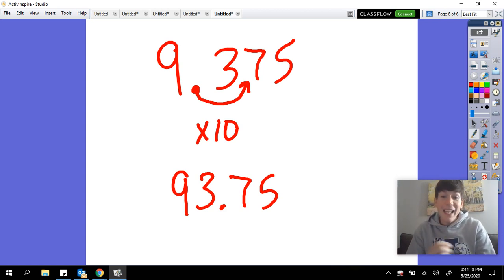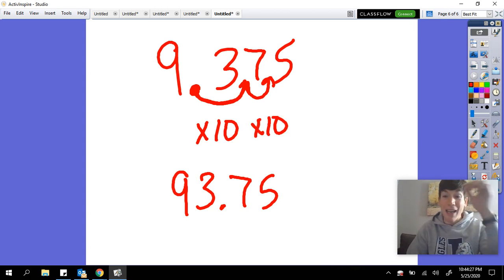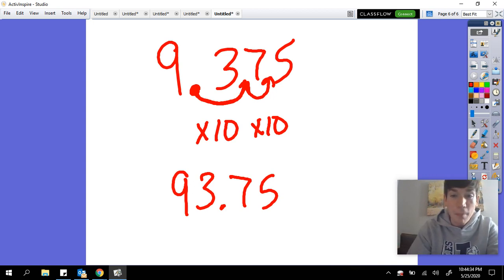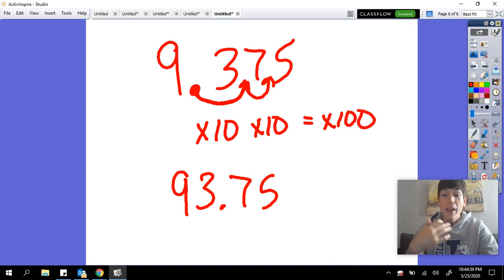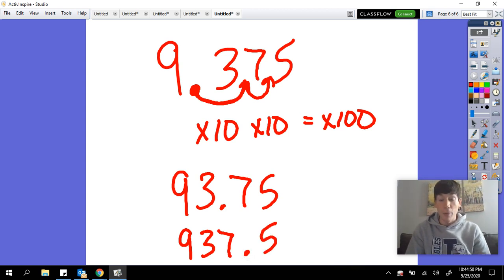Now, if we take this decimal and move it over two times, that's like multiplying by 10 twice. Multiplying by 10 twice is the same thing as multiplying by 100. So if you multiply a number by 100, you can simply move the decimal to the right twice, which would give me 937 and 5 tenths. That would be multiplying that number by 100.